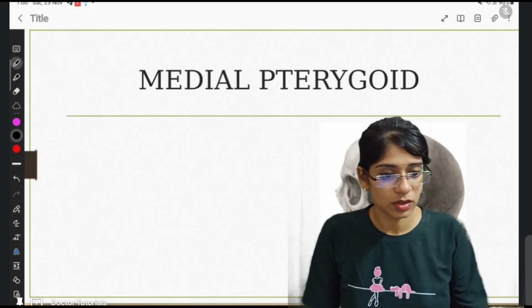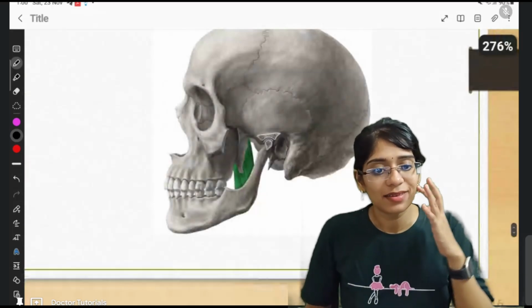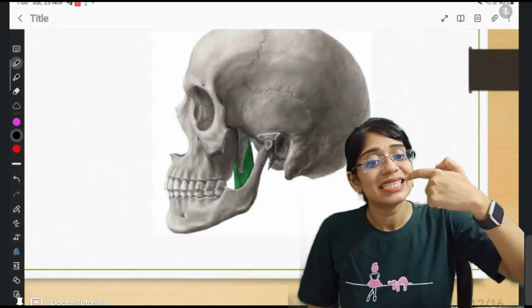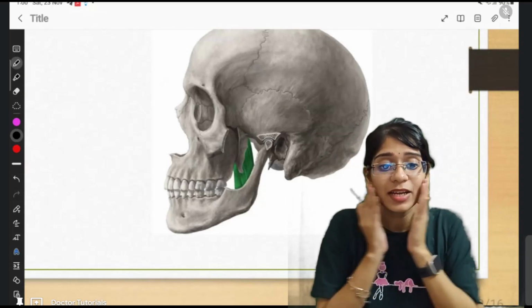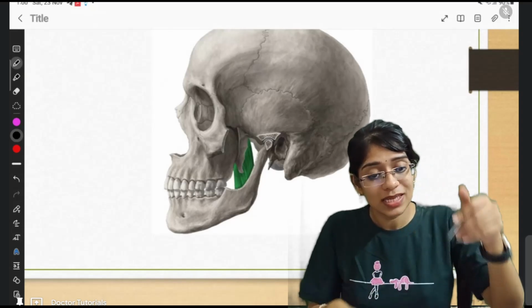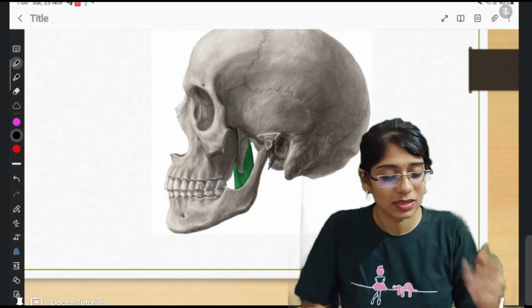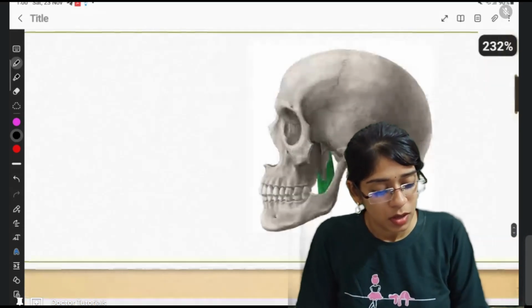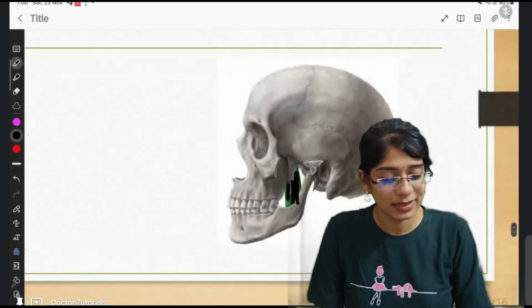Where is our medial pterygoid, guys? Look at this picture. See, this is lateral pterygoid, and this is medial pterygoid. It's like inside your mouth, okay? The temporalis, masseter and all we can feel, but both these, medial pterygoid and lateral pterygoid, are inside, so it's difficult to feel even actually. So medial pterygoid, this one that you see here, that is your medial pterygoid.